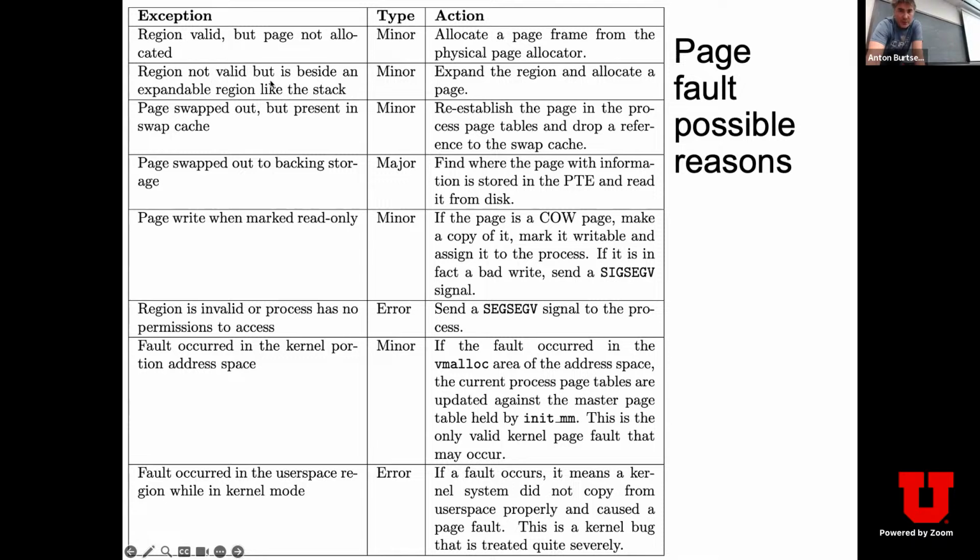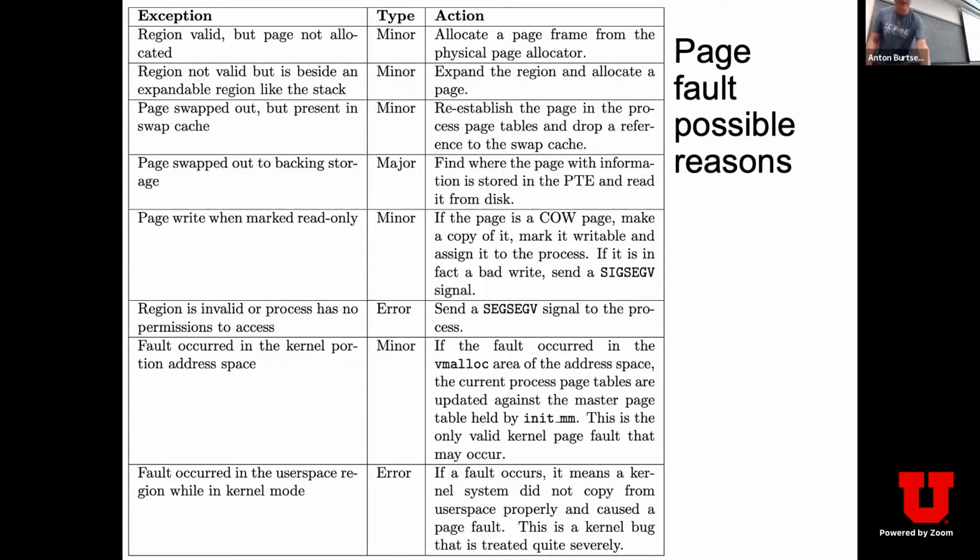For example, the region is not valid, but is next to an expandable region like a stack. The stack has originally a size, and then it keeps growing, and at some point it says, okay, I need the next page because I grew out of the originally allocated region. And the kernel will say, okay, the address is invalid because it's not in this virtual memory area, but some virtual memory areas are allowed to be expandable, specifically the stack, right? And then you say, look, can you expand the virtual memory area? Yes, you can. And then we'll allocate an extra page for the stack, right?